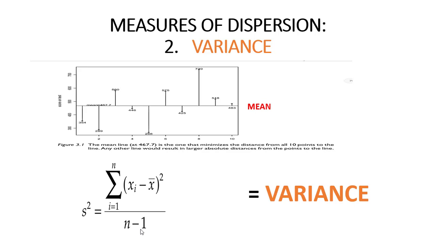So I repeat then, the variance, which we represent as s squared, is the sum of all the distances from the data points to the mean, and then we square that so that we don't get a negative number. That is the variance.